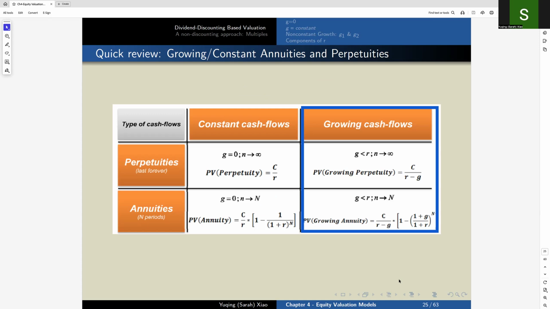For stock valuation, our focus will be on the right side of this chart, growing perpetuity and growing annuity.